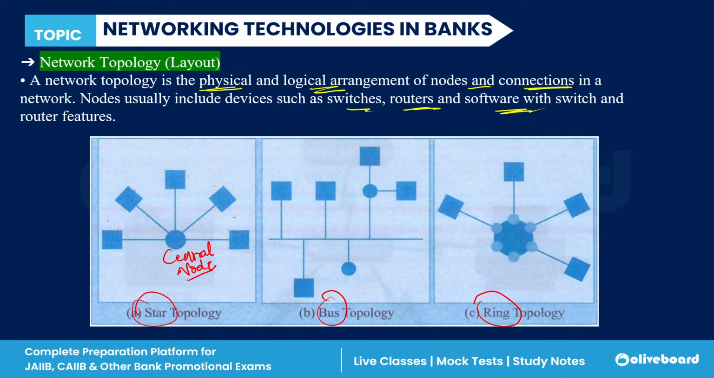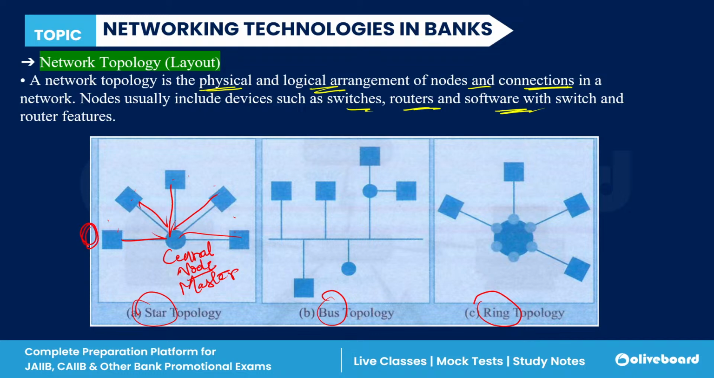In the star topology, this central node is called the master node, and all the other nodes are connected to this master node with a separate medium or cable. So this is known as star topology. In this topology, if one node fails, it will not affect the entire network, because each is connected via a separate cable or different medium to a central node.